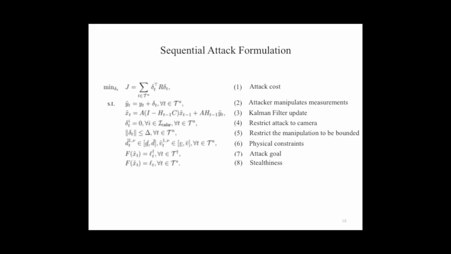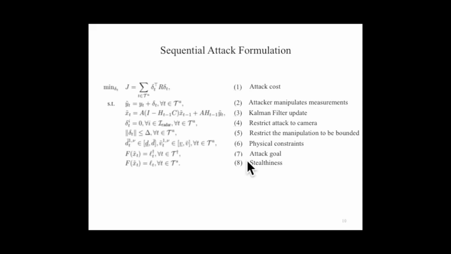The attack goal is characterized by equation 7, where capital T dagger is a target interval, and for each time step in the target interval, the attacker hopes to force the FCW system to output a desired warning light L_t dagger. Finally, in our paper, we enforce the attacker to be as stealthy as possible, which is characterized by equation 8. Here, the T superscript S is what we call the stealthy interval, and this is essentially the time steps where the attacker can manipulate the measurements, but does not have any desired target warning lights to force. Therefore, in this case, we require the attacker to not change the warning lights compared to without attack. Here, L_t is the original light produced by the FCW when no attack happens.